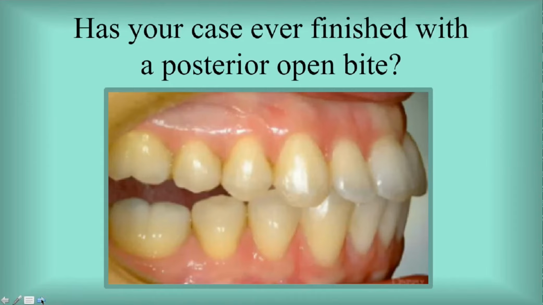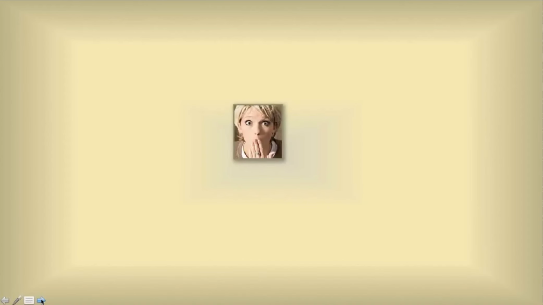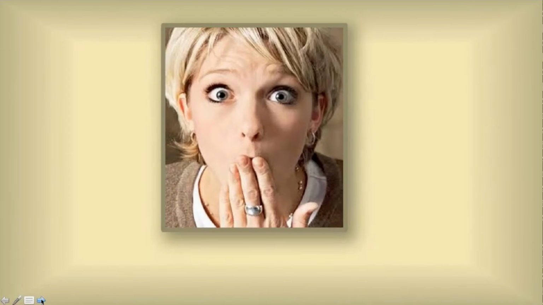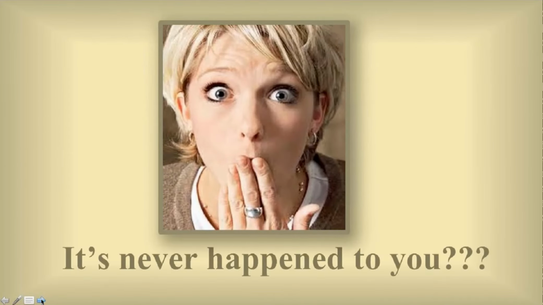Okay, the question I'd like to ask is, has your case ever finished with a posterior open bite? Have you ever had that experience? Many doctors, when I ask them to raise their hand in a study club or class, identify that they have, and many that they don't. And so I ask this question, has it never happened to you? Have you checked to see if at the end of your case, all of your molars and bicuspids are hitting?